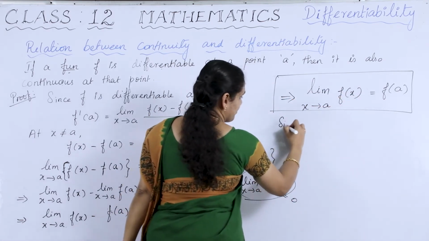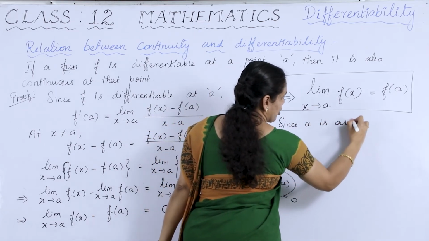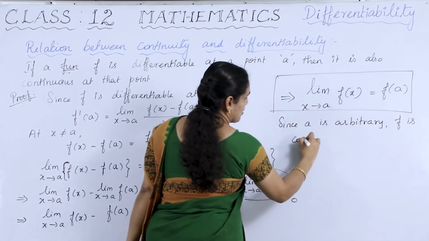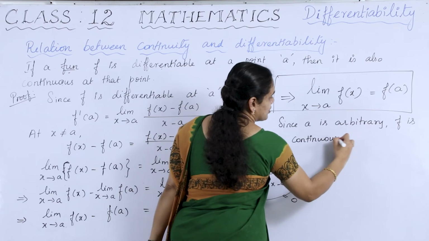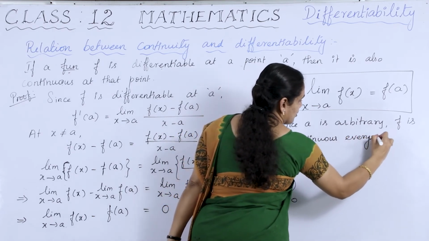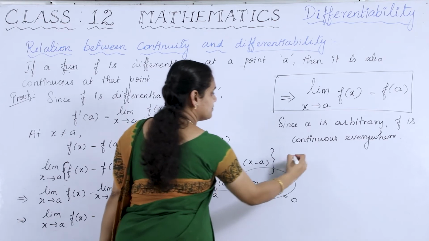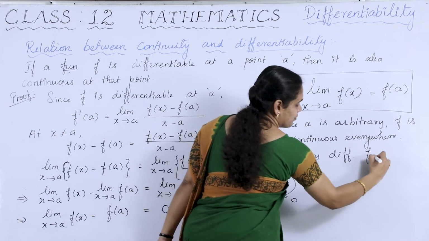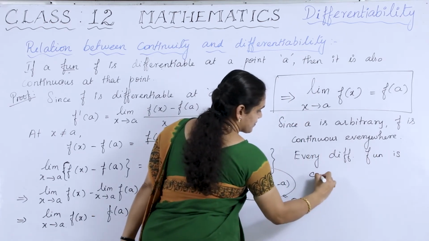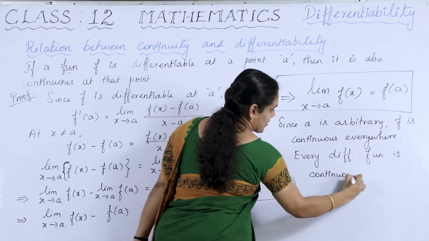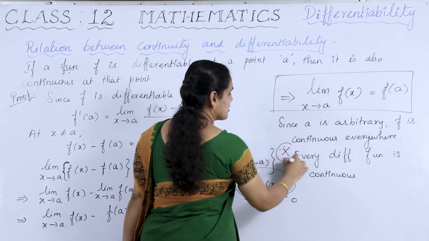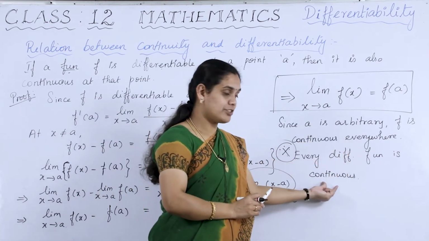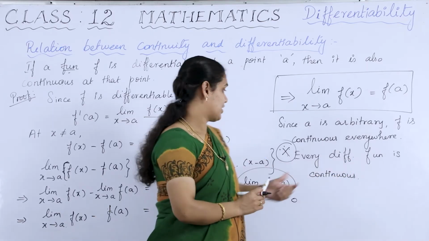Since a is arbitrary, f is continuous everywhere, right? Continuous everywhere. So with this, we can conclude that every differentiable function is continuous. Okay. And what about the converse? Every continuous function is differentiable. Let us check it out.